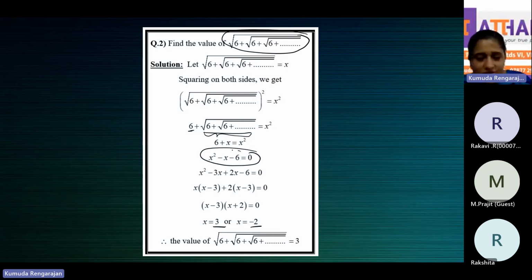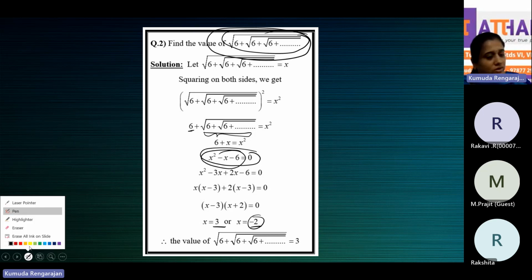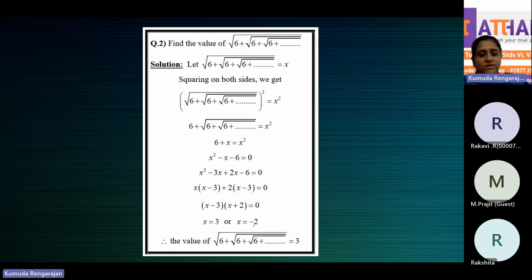Both these values will satisfy this equation. So we are getting 2 answers. But this answer will not satisfy this expression, so we reject it. We get 2 values, but only one is accepted.